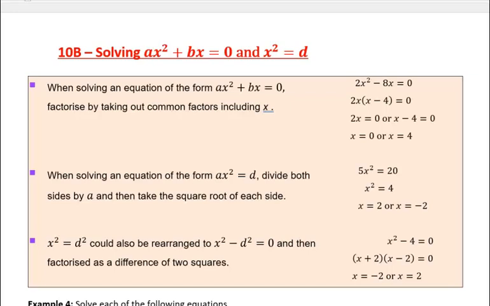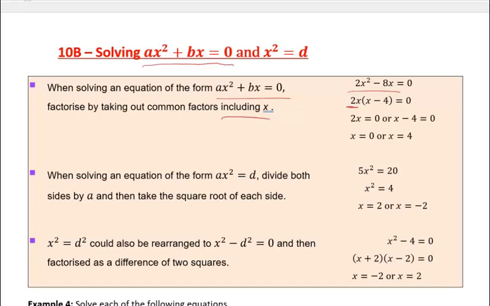Okay, so when we're solving something that's in this form, something times x squared plus something times x equals 0, or something squared equals another number, we've got a couple things that we can do. To solve this one, we want to take out a common factor. So if we have 2x squared minus 8x, the common factor between them is 2x. So we take that out.